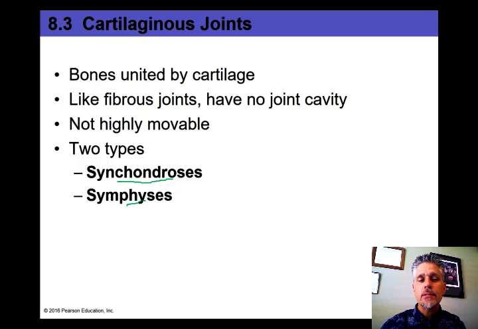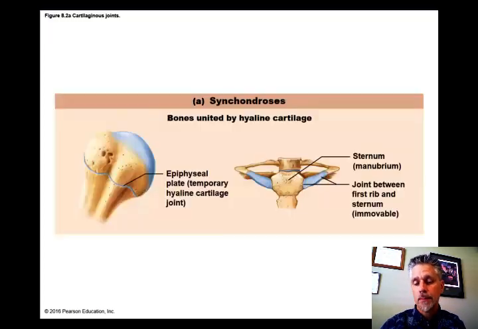Now this should be somewhat familiar because when we were, for instance, looking at the pelvis, we found that there was a pubic symphysis. Okay, so synchondroses examples are the epiphyseal plate, because this is hyaline cartilage. It's not really connecting 2 bones, but connecting 2 parts of the bone. And when we look here at the first rib connecting to the manubrium of the sternum, we can see that we have cartilage there as well.